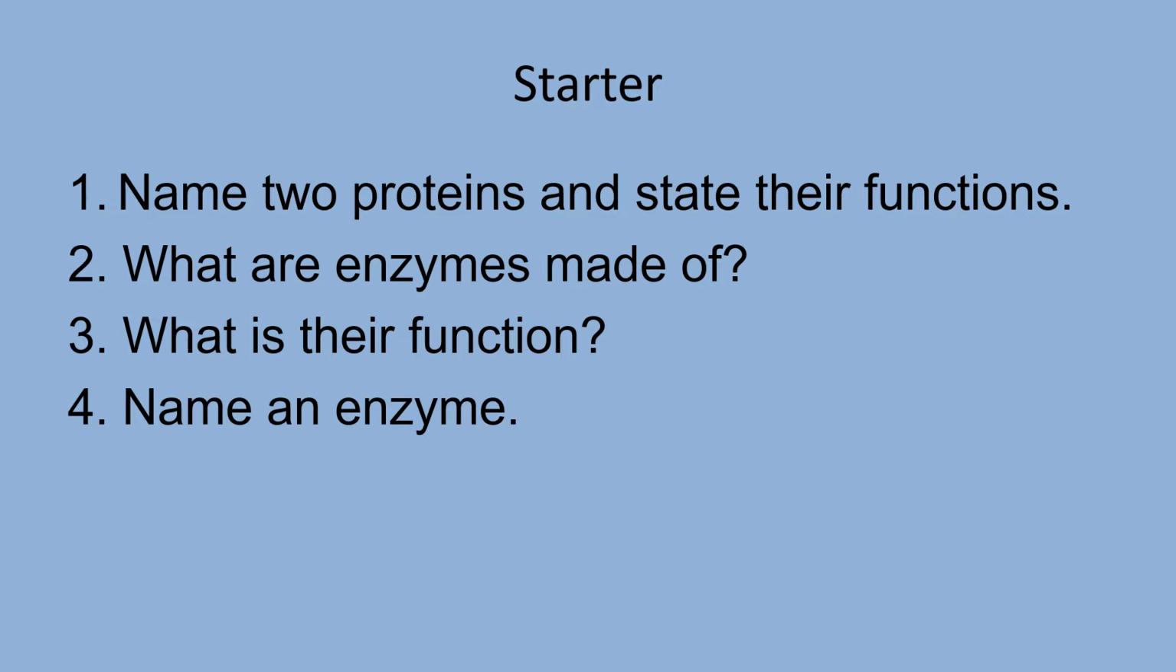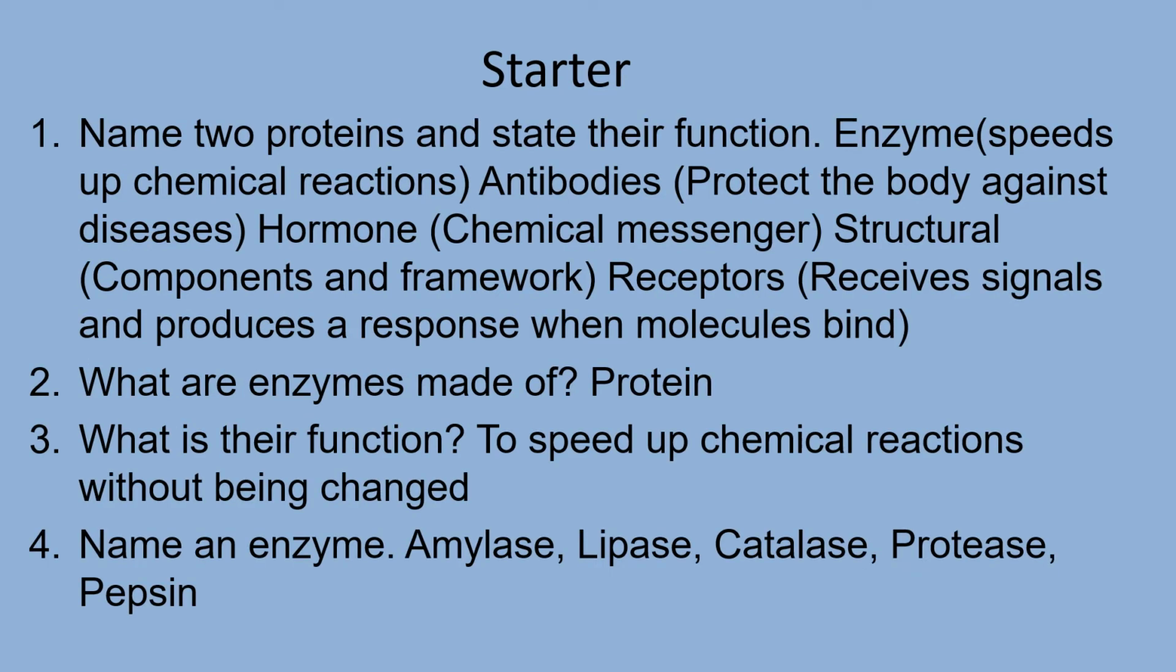So the answers for the starter activity are, you could have put any of the 5 proteins, so you could have put enzyme and then its function would be to speed up chemical reactions. You could have put antibodies, which would be to protect the body against diseases. You could have put hormones, which are chemical messengers, or structural, which are components of frameworks like your protein channels. You could have put receptors, which receive signals and produce a response when molecules bind.